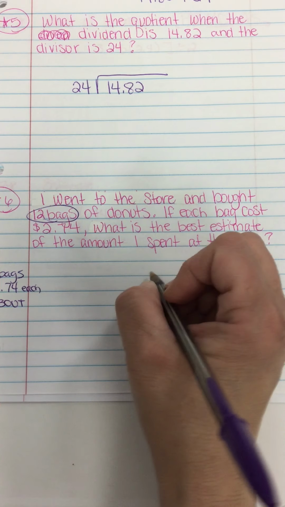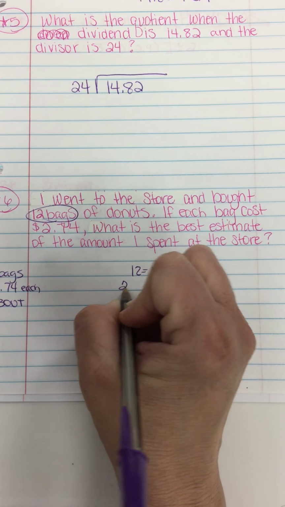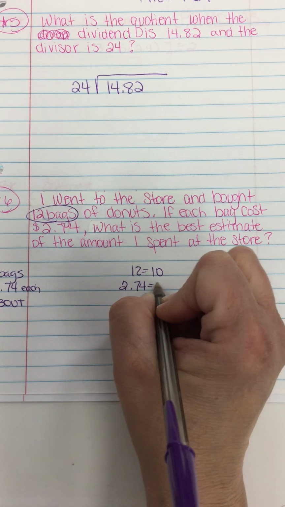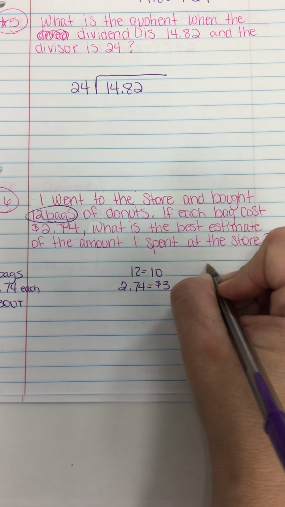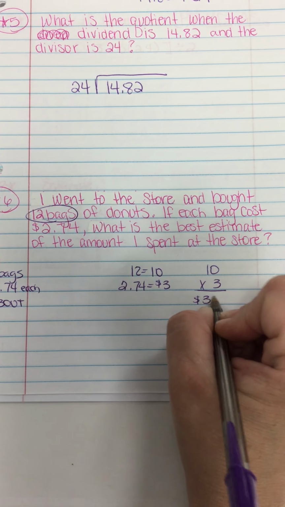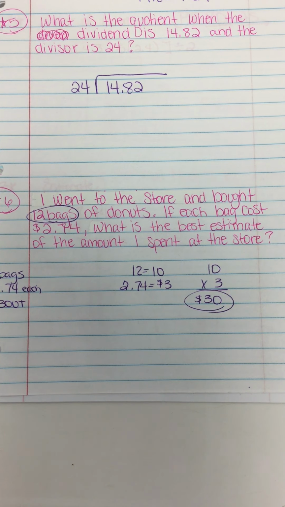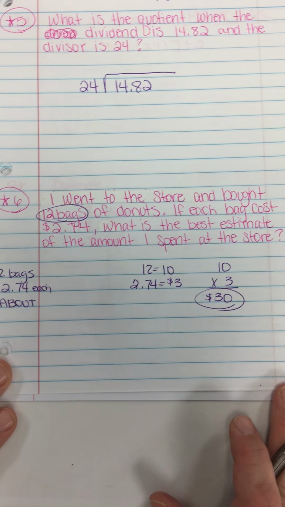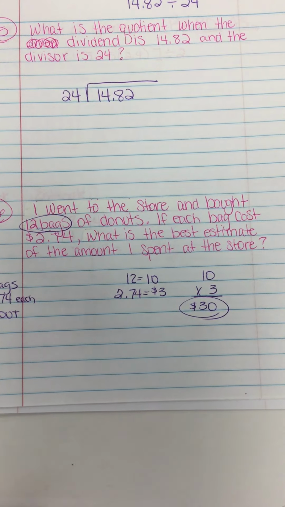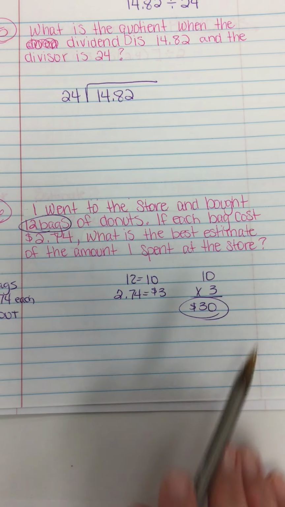Well, I'm going to estimate 12 to be 10. I'm going to estimate $2.74 to be 3. So I'm going to multiply 10 times 3, and that means I spent about $30 at the store. Okay? So you didn't even have to multiply decimals on this one. Otherwise, you would do 2 and 7400ths times 12. But it's looking for the best estimate.